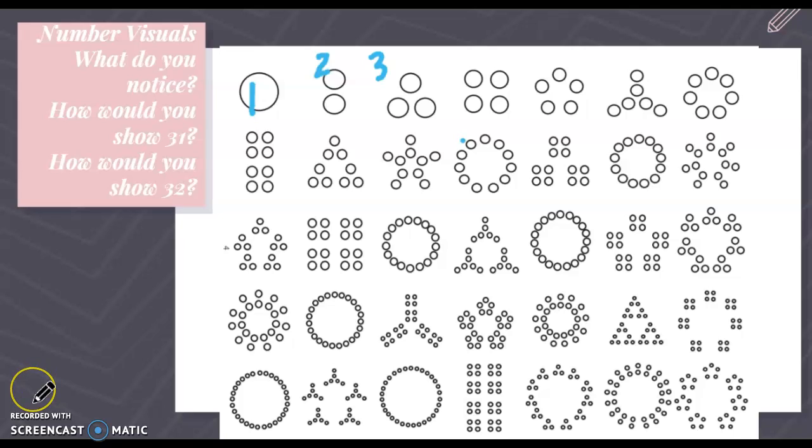All right. This is meant to be a creative activity. It's meant to allow you to explore mathematics visually. So that's the purpose of this activity.